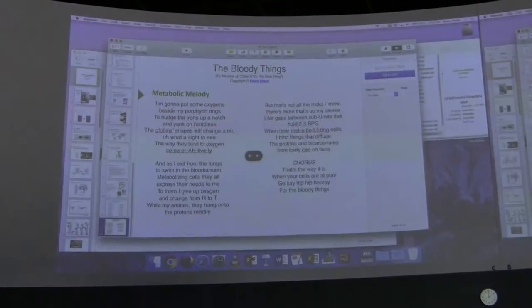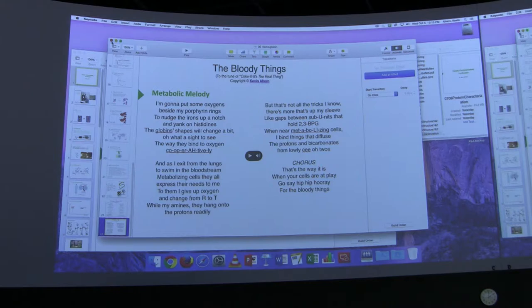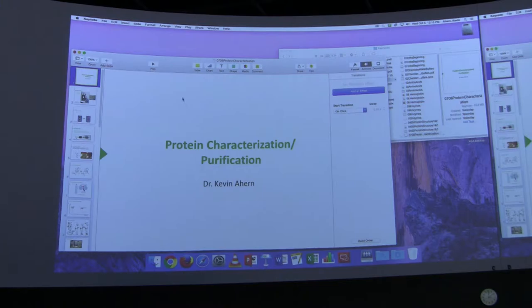Okay, good enough. All right. In England, bloody means something very different than it means here, so people watching in England may be amused at that.